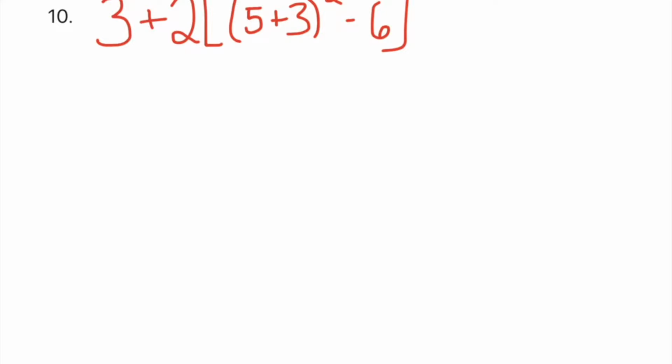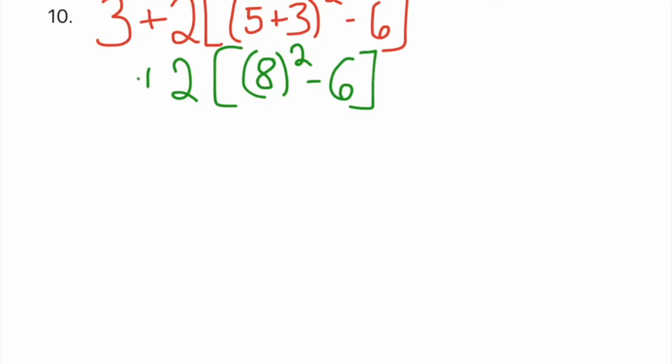Number 10 is just simplifying order of operations. So remember, we always start with our innermost parentheses. So we're going to do this 5 plus 3, which is 8 squared. I'm just rewriting everything so I make sure I don't miss a step. Okay, and then exponents come next. So this is 64 minus 6.